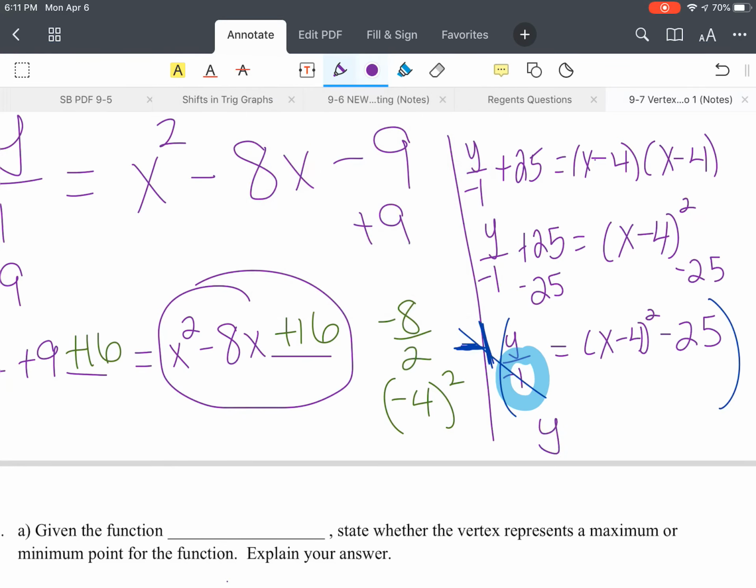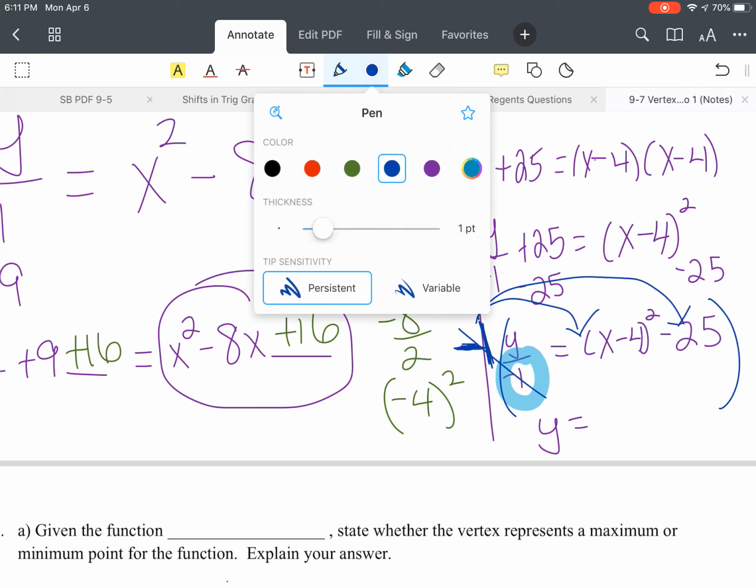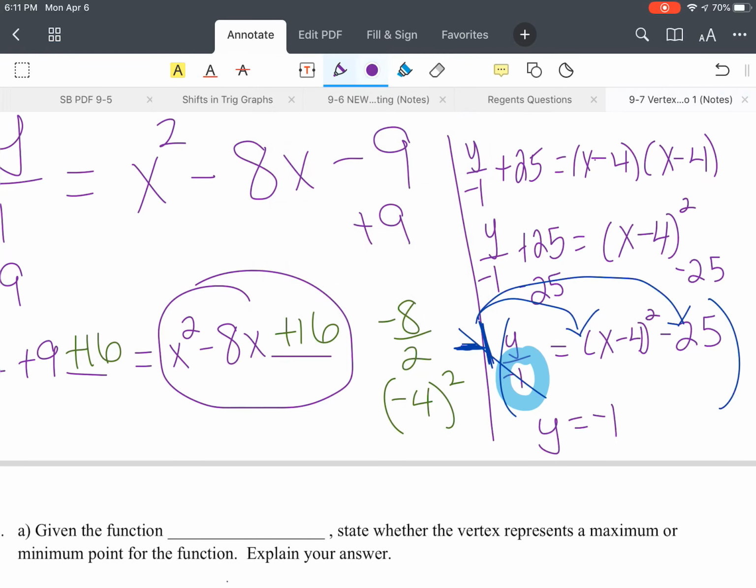So I'm just left with y. And then everything needs to be multiplied by a -1. So that means I'm going to have a -1 in front of the parenthesis, x minus 4 squared. And then -25 times a -1 is a positive 25. And that is this parabola written in vertex form.